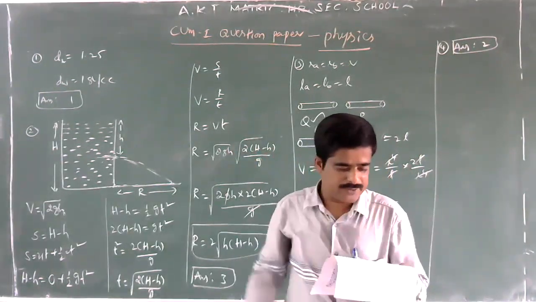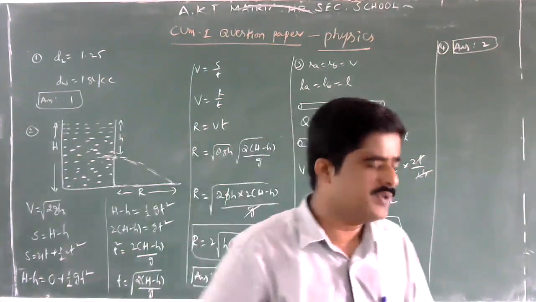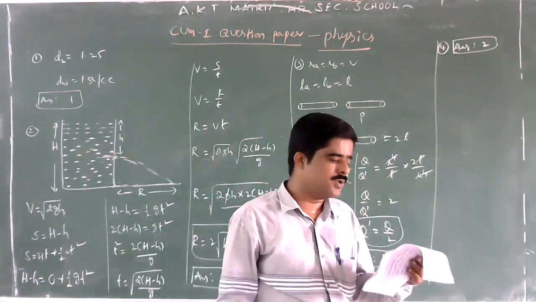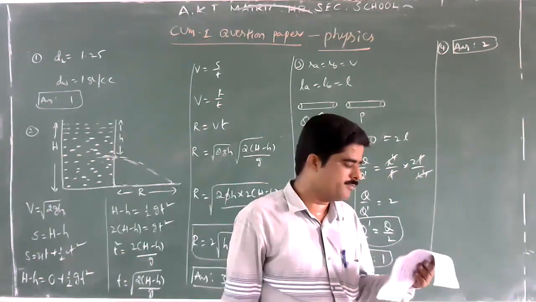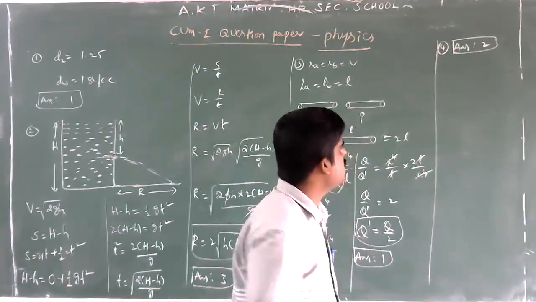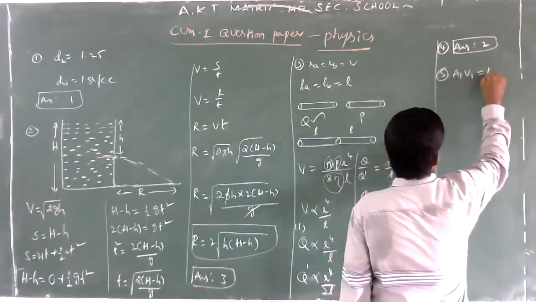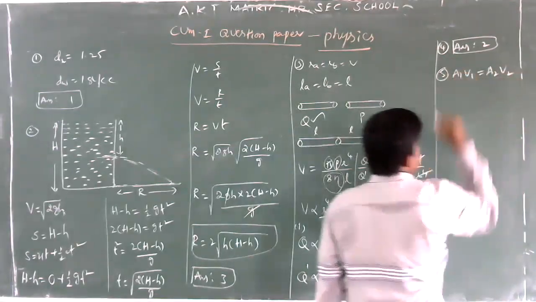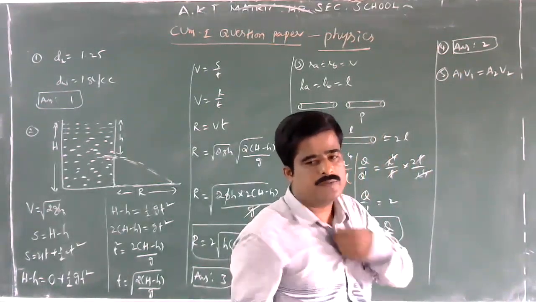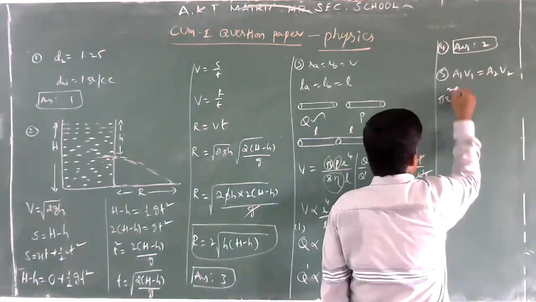Next, fifth question. Water is flowing through a tube of radius r with a speed v. If this tube is joined to another tube of radius r by 2, what is the speed of water in the second case? According to the equation of continuity, what is the equation of continuity? A1 V1 is equal to A2 V2. A1 is the cross-sectional area of the first tube. A2 is the cross-sectional area of the second tube. So the area of cross section formula is pi r square. A1 is pi r1 square.